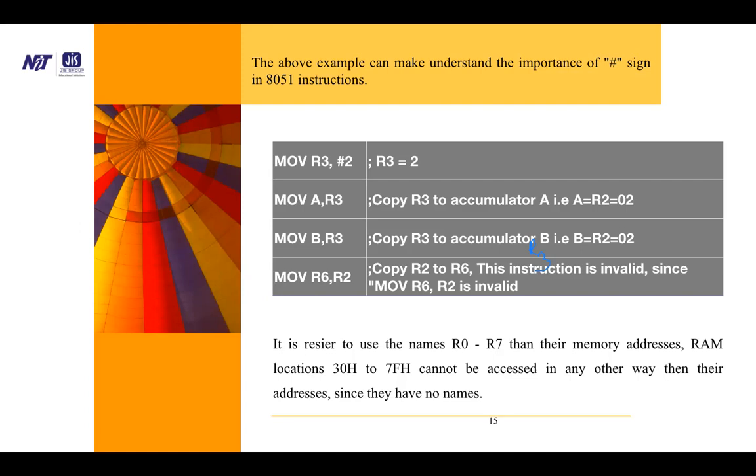to use the names R0 to R7 than their memory addresses. RAM location 30H to 7FH can be accessed in no other way than by address, since they have no names. So addresses register.